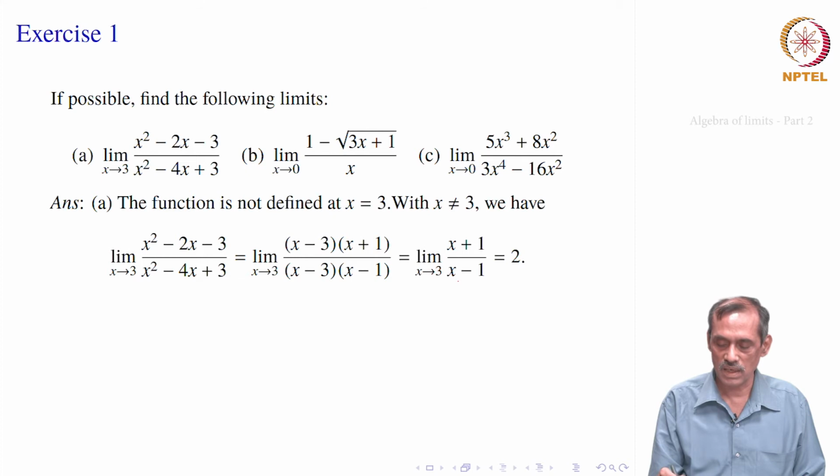Now, x goes to 3. So on the top, since limit of x as x goes to 3 is 3, it is 3 plus 1 divided by 3 minus 1, which is equal to 2.